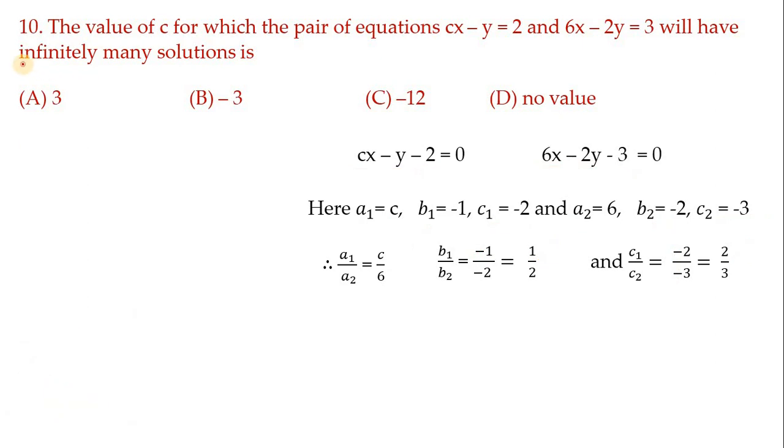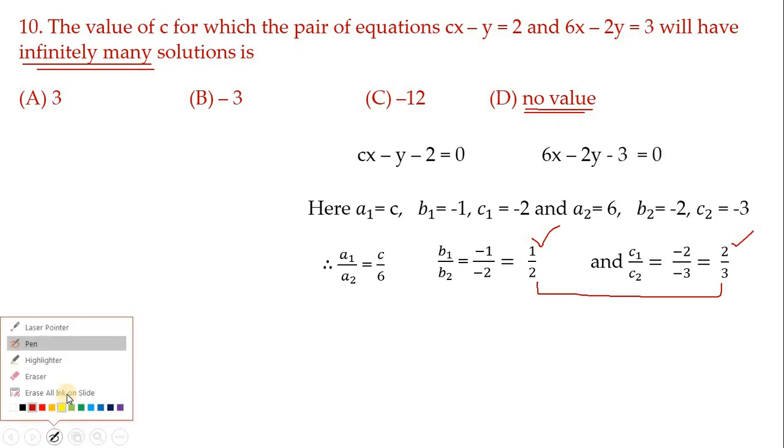See, here they're talking about infinitely many solutions. Infinitely many solutions means all ratios should be equal. See here, is b1 by b2 the same as c1 by c2? No, here we have 1 by 2, and here we have 2 by 3. Hence we can say it has no value as the answer.